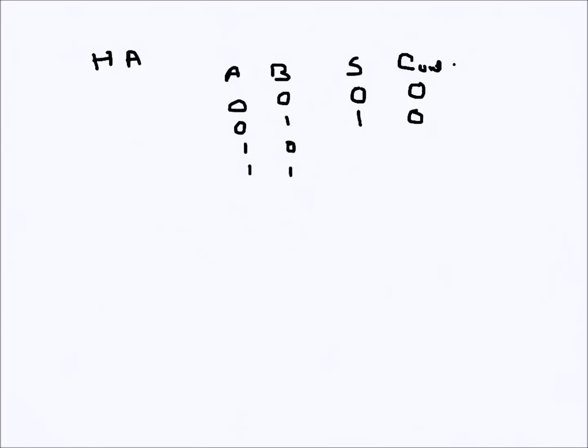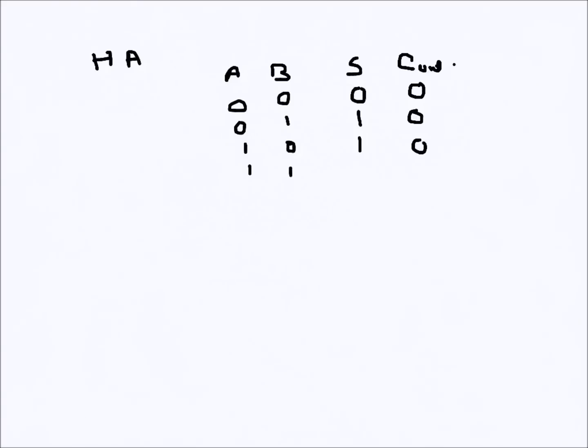A half adder is something that adds 2 bits. So let's say 2 bits A B: 00, 01, 10, 11, with sum and carry, or we can say carry out if any. So 0 plus 0 is 0 and carry is 0. 0 plus 1, the sum is 1, carry is 0.